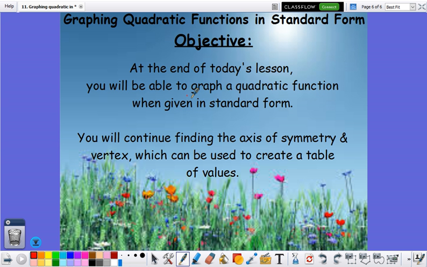You can now graph a quadratic function if it's given to you in standard form, meaning in this format set equal to a function name. We have to use our axis of symmetry and vertex in the center of our table, and then we are able to use our calculators to get the rest of the output values.